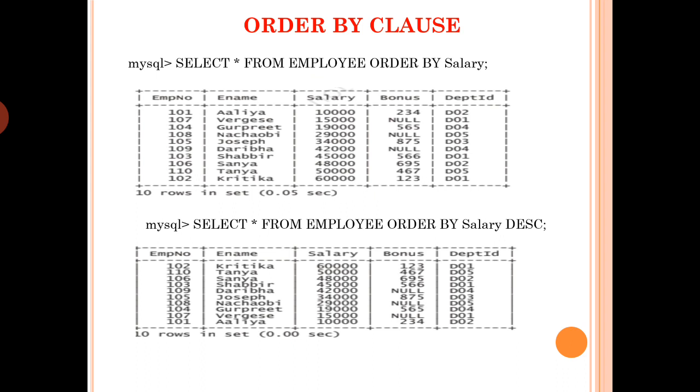The statement SELECT * FROM employee ORDER BY salary will display details of all the employees in ascending order of their salaries. The statement SELECT * FROM employees ORDER BY salary DESC will display details of all the employees in descending order of their salaries.